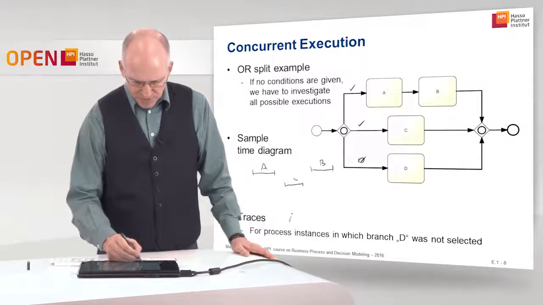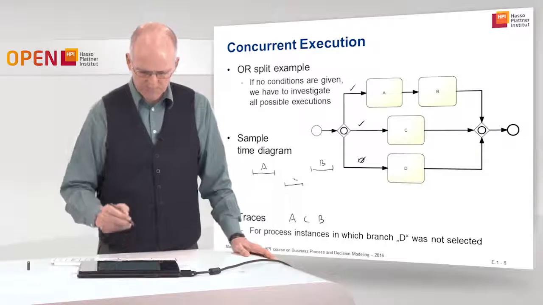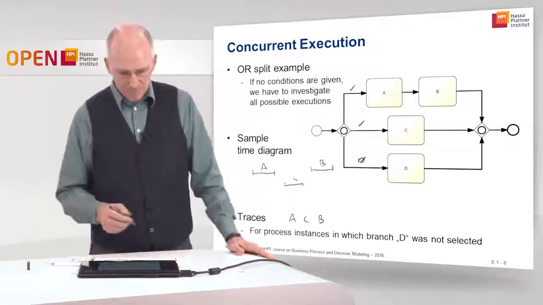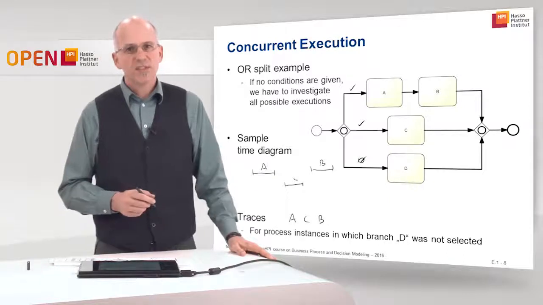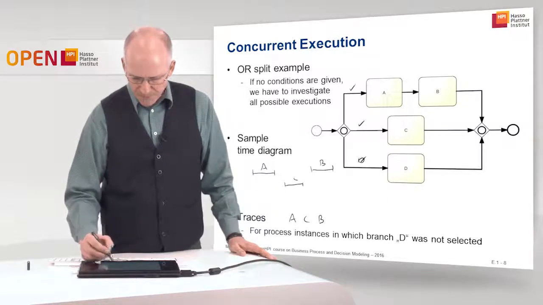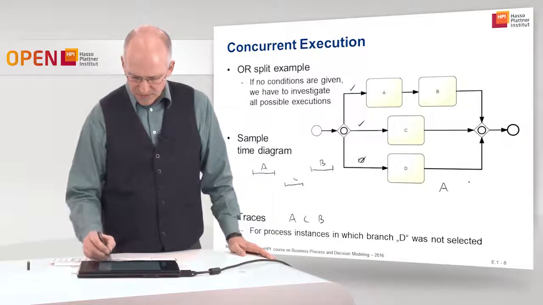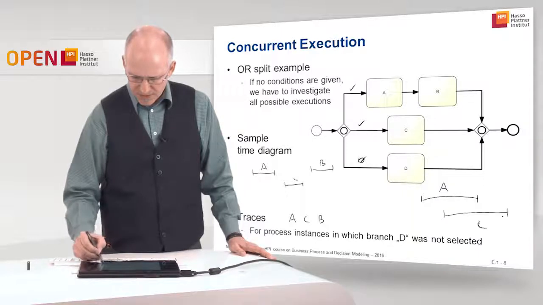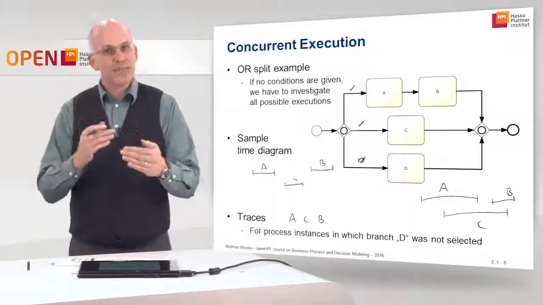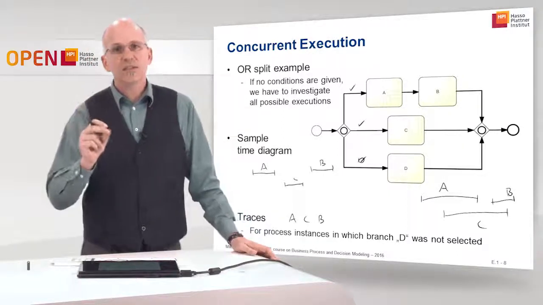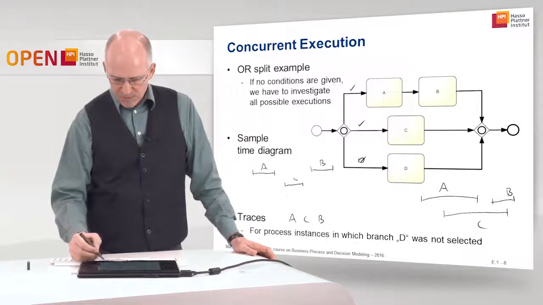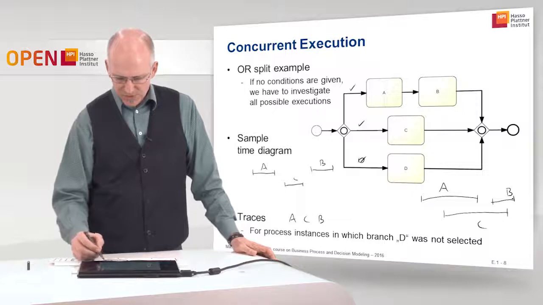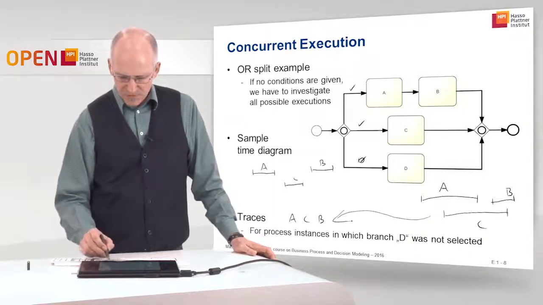So one trace would be A, C, B. First A, then C, then B. Actually, we would come to the same trace if there was an overlap. If we have the A here, and then maybe the C here, and then here we have the B. Also in that case, when there is a real overlap in time between activities, we would come to the same trace since we look at the termination operations. Also that would end up in the trace that we have here. First finishes the A, then the C, and then the B.